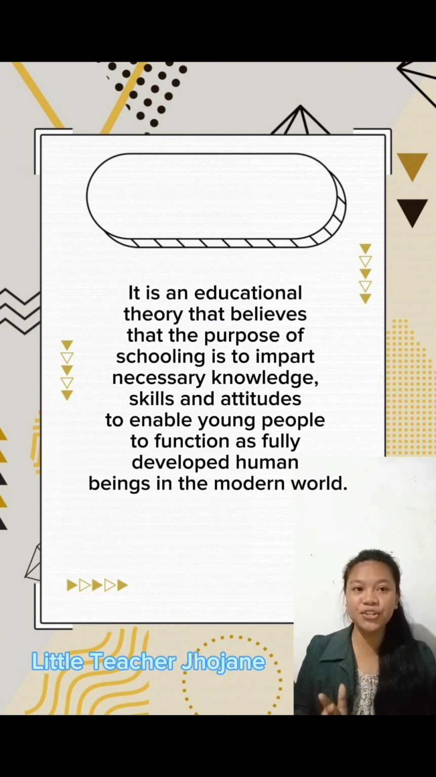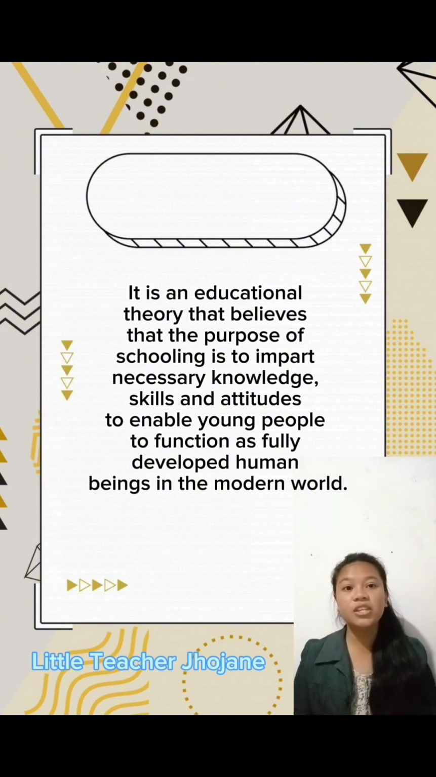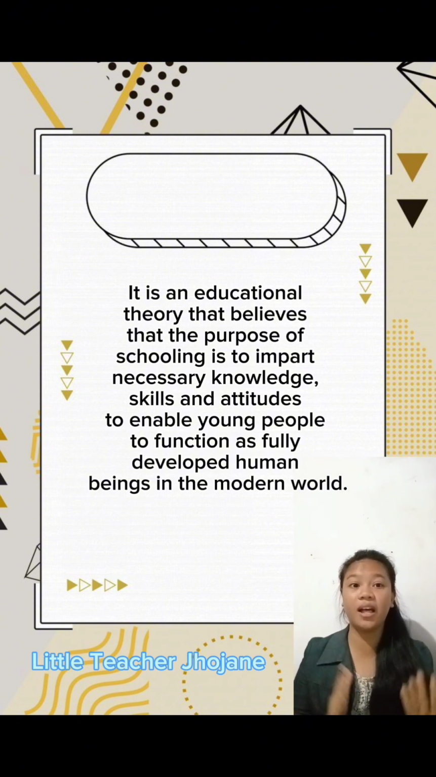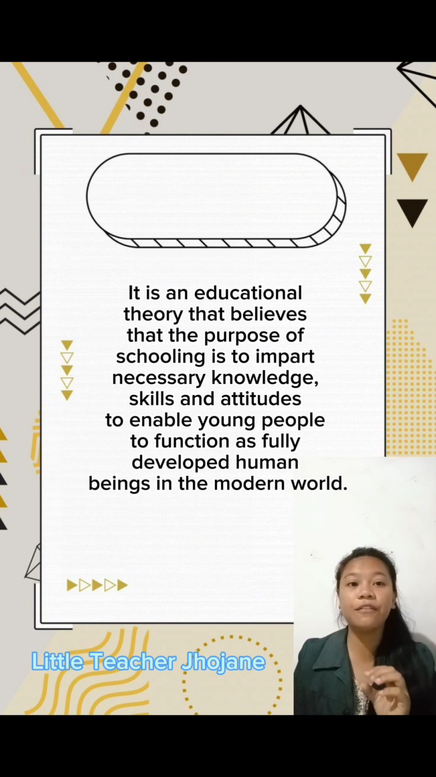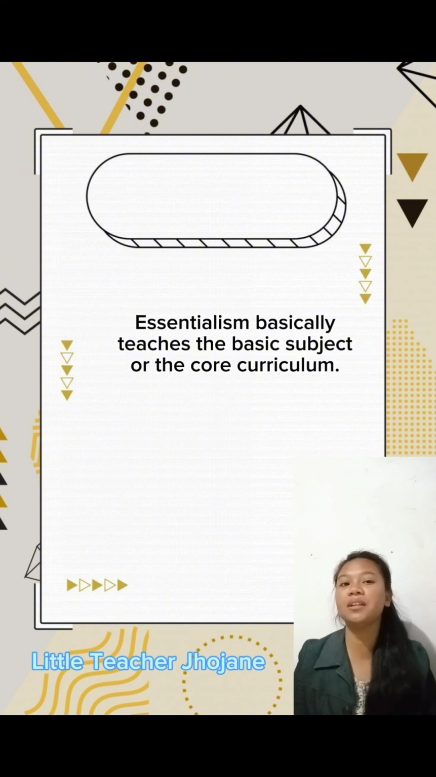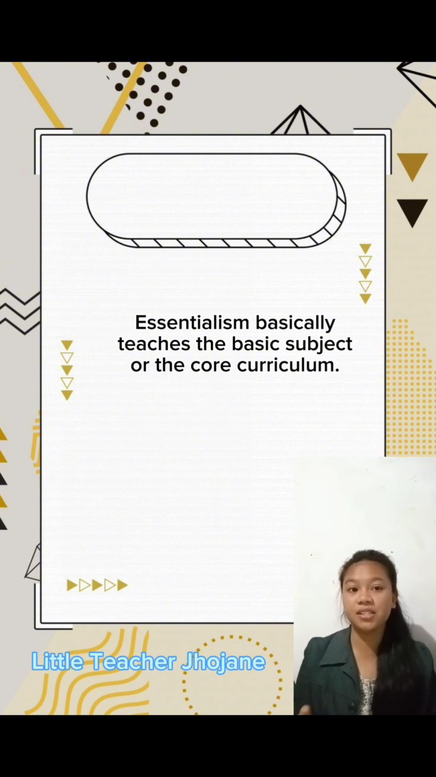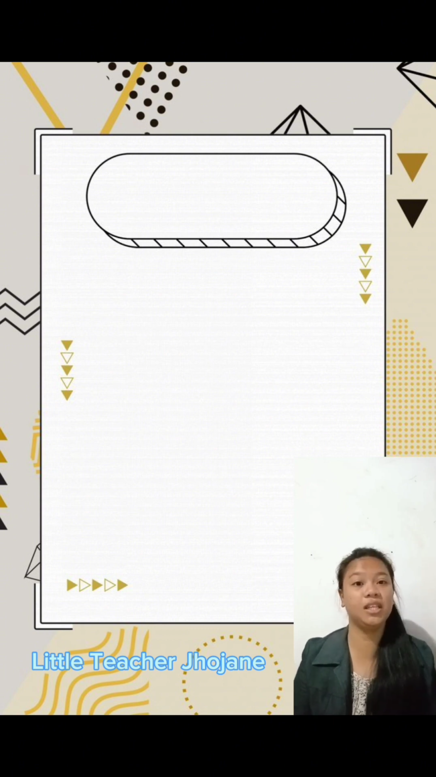Essentialism is often called traditionalism or conservatism. It is an educational theory that believes that the purpose of schooling is to impart necessary knowledge, skills, and attitudes to enable young people to function as fully developed human beings in the modern world. Essentialism basically teaches the basic subjects or the core curriculum. So we are done with essentialism.